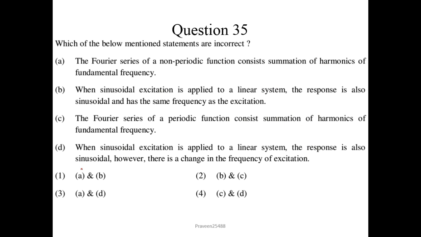Question number 35. Which of the below mentioned statements are incorrect? The Fourier series of a non-periodic function consists of summation of harmonics of fundamental frequency. First of all, I'd like to say Fourier series is for periodic signals. For non-periodic signals, we have Fourier transform. So this statement is not correct. When sinusoidal excitation is applied to a linear system, the response is also sinusoidal and has the same frequency as the excitation. So this is correct.